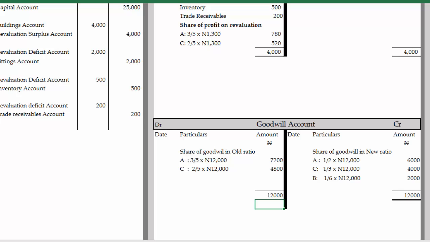That 2,000 they are left with is as a result of what B has paid, 2,000. Therefore, B is invariably paying for his own share of goodwill to the old partners. Therefore, in the future, when they are sharing goodwill, we will know that B will have 2,000 of that goodwill. And that is the aim of having a goodwill account in the partnership books.